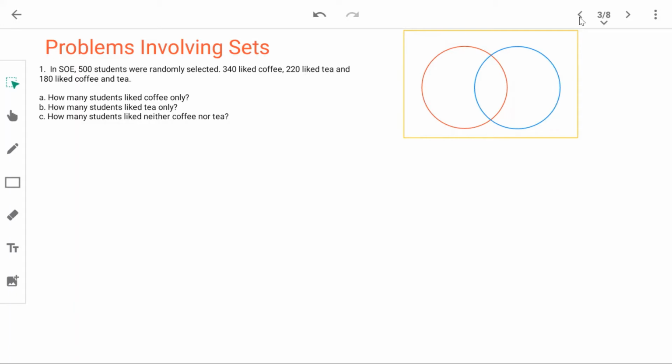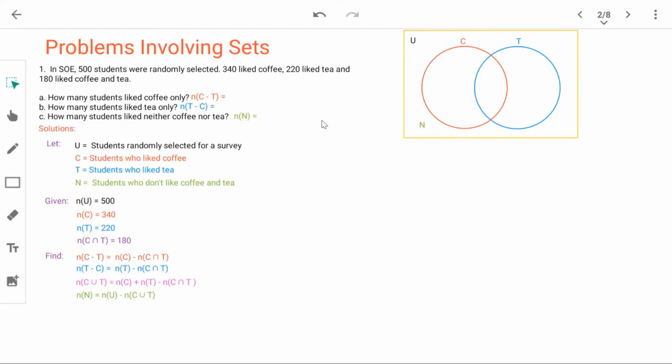Okay, to illustrate or solve this problem, we are going to use this Venn diagram and also the operations on sets. Okay, here we have it. So for the first question, the set notation being used is the cardinality of C, set C, difference set T.